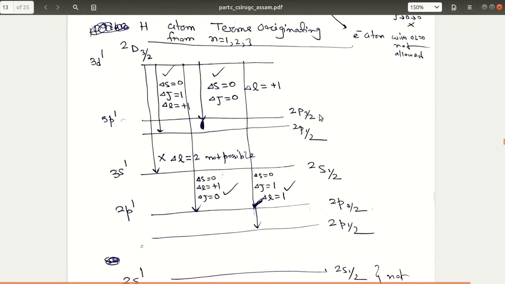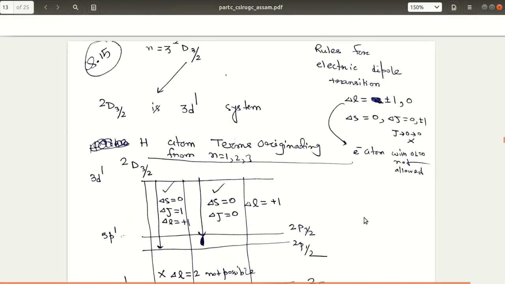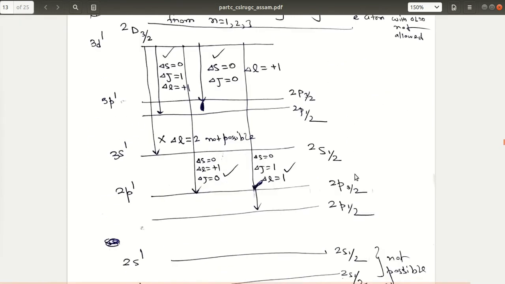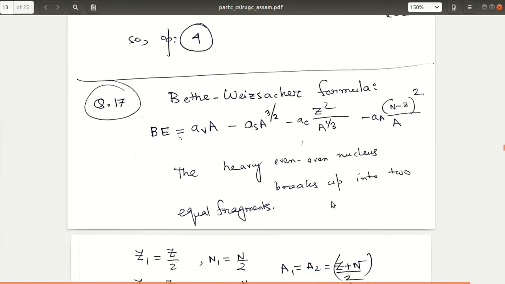So only this 2p 3/2, 2p 1/2 for this 3p1, and for 2p1, 2p 3/2 and 2p 1/2 will satisfy this condition, so there will be 4 transitions. So option 4 will be correct.